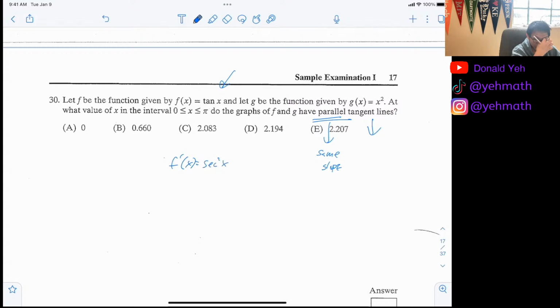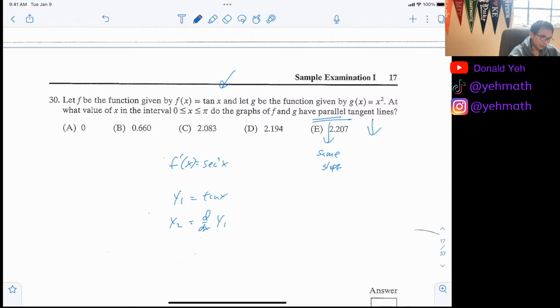Now the nice thing is your calculator doesn't let you type in secant squared of x. So what do you do? You're going to go to y1, type in tan of x, and then go to y2, take a derivative of the y1. Does that make sense? You guys know how to use the calculator? Try it.